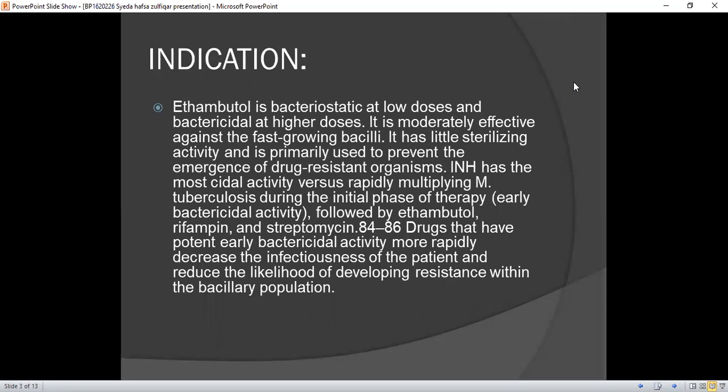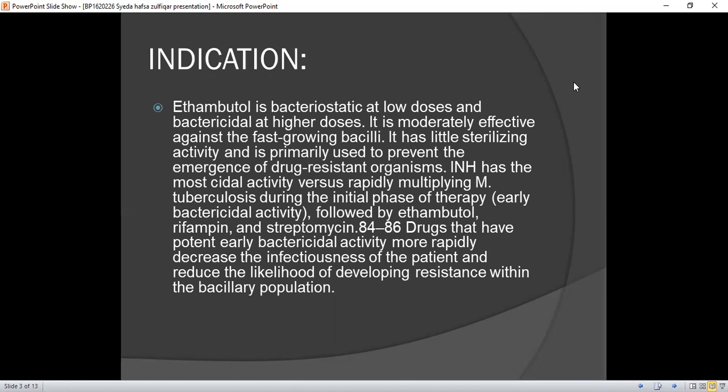reduced. Now the indication. Ethambutol is a bacteriostatic at low doses and bactericidal at high doses. It is moderately effective against the fast-growing bacilli. It has a little sterilizing activity and is primarily used to prevent the emergence of drug-resistant organisms, whereas the isoniazid has the most cidal activity versus rapidly multiplying Mycobacterium tuberculosis during the initial phase of the therapy, which is followed by the ethambutol, rifampin, as well as streptomycin.